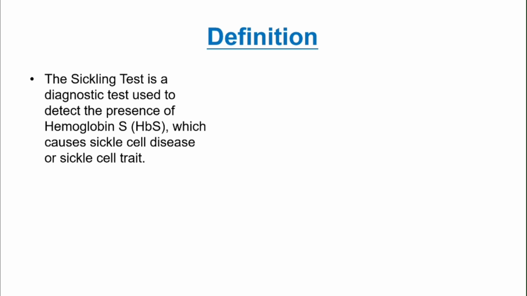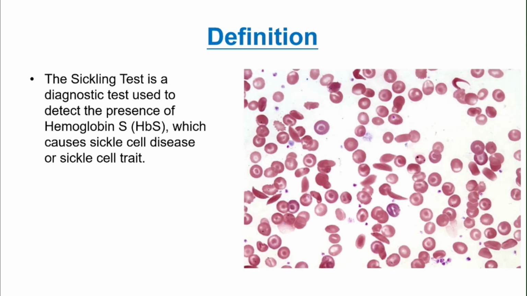Next we'll go with the sickling test. The sickling test is a diagnostic test used to detect the presence of HbS, which is sickle cell disease, and sickling cell trait, HbAS. Here we have an image showing us the sickling cell along with the normal RBCs.